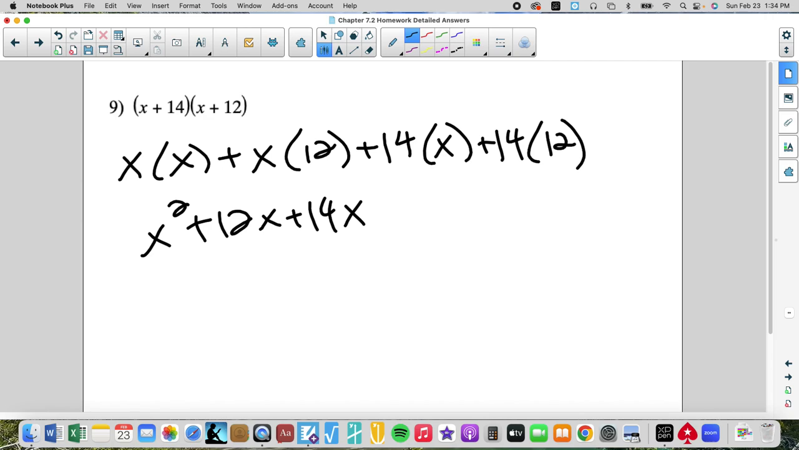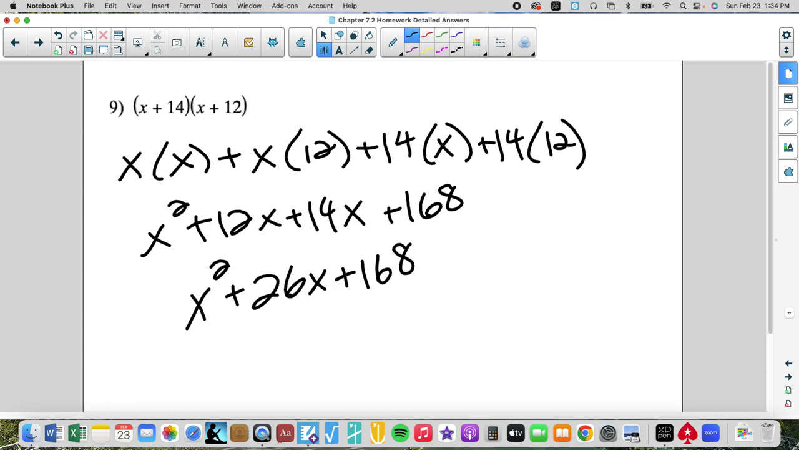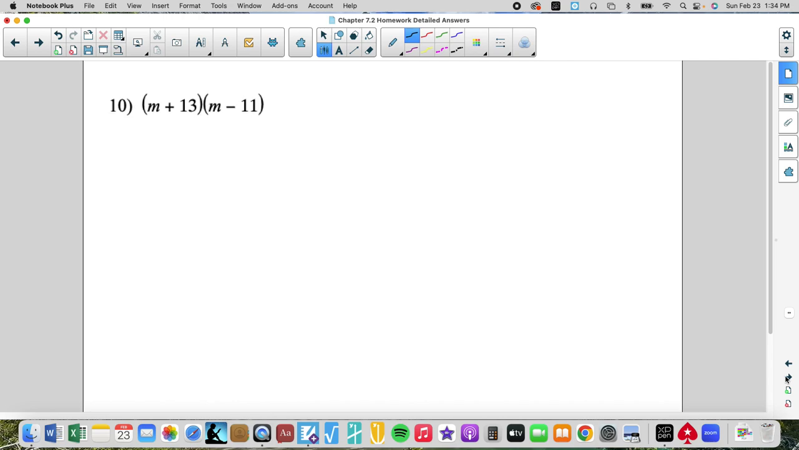14 times 12. Well, 12 times 12 is 144. 144 plus 24, that's the other 12, is 168. Plus 168. I don't need a calculator. I'm making sure, yep, my signs are good. I like that. That looks pretty good.